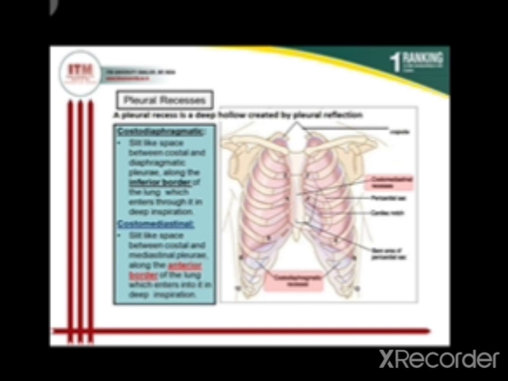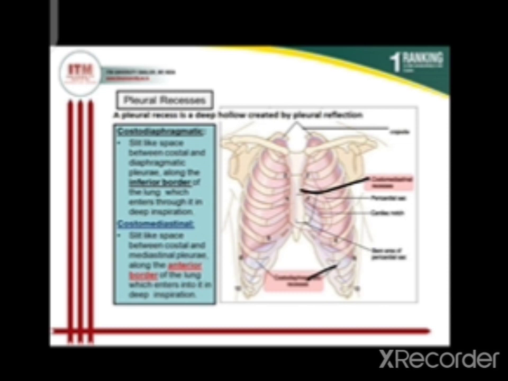Okay, the pleural recesses is a deep hollow created by pleural effusion. Costodiaphragmatic, they've given the costodiaphragmatic at the lower end. You can see here, this is the costodiaphragmatic and the costomediastinal here. Fine. So costodiaphragmatic is a slit-like space between the costal and the diaphragmatic pleurae along with the inferior border of the lung which enters through it in deep inspiration.